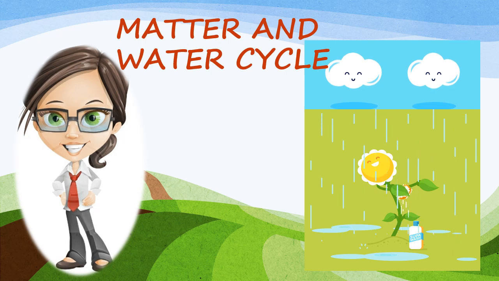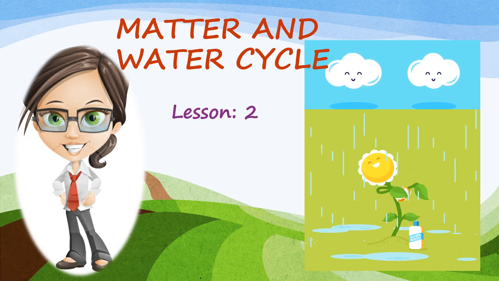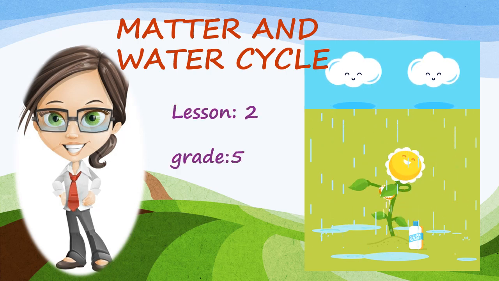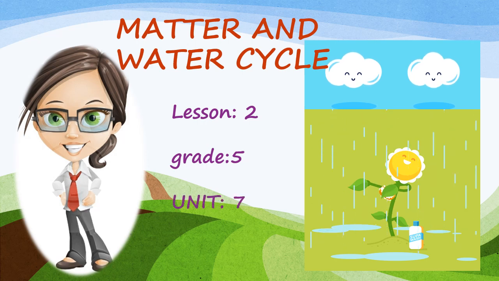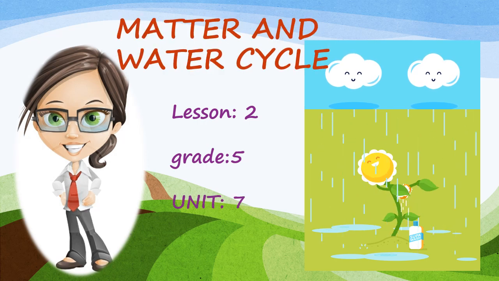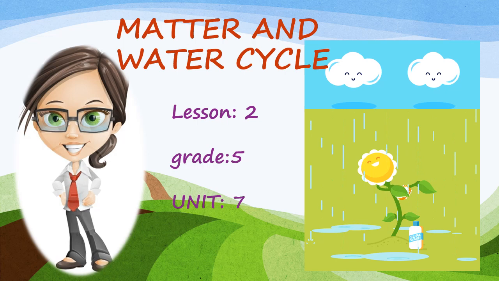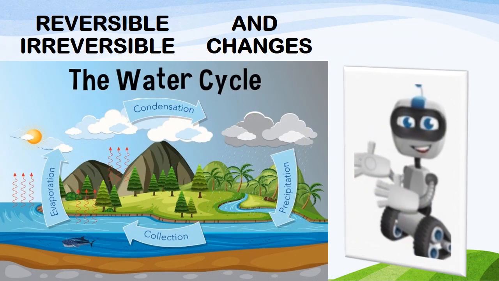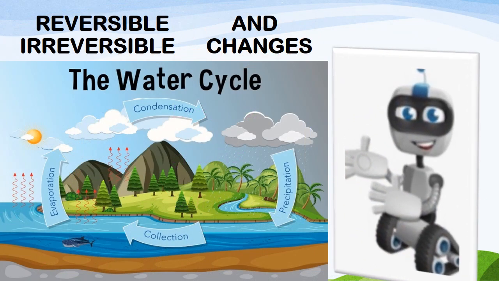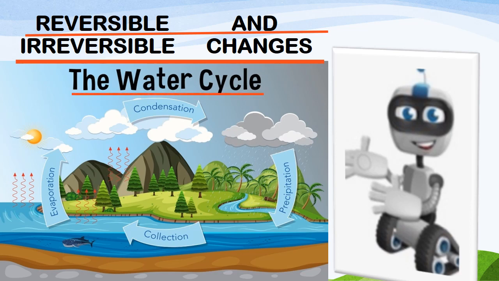Hi everyone, here we are again with a new lesson. Lesson 2 of the Grade 5 Science series is all about Unit 7, that is Matter and Water Cycle. Hi everyone, nice to see you all again. Today we are going to cover the second half of Unit 7. That is all about reversible and irreversible changes and the events involved in the water cycle.